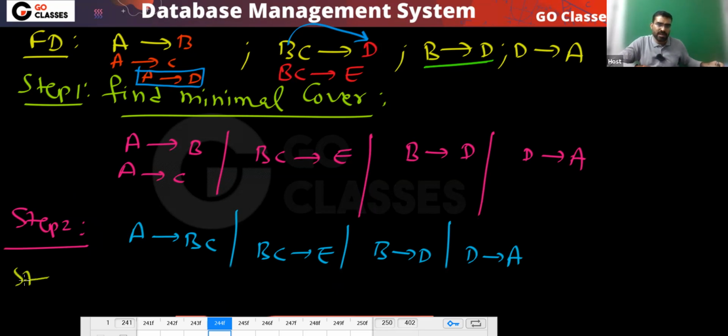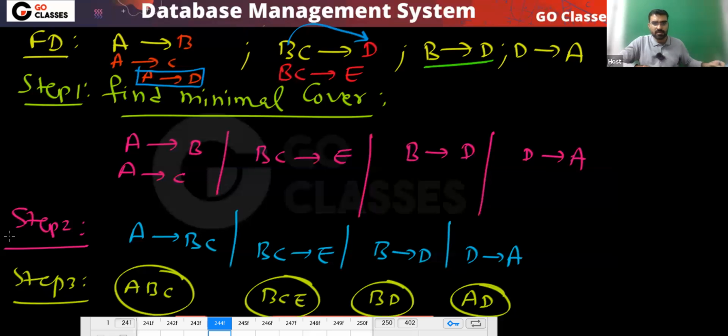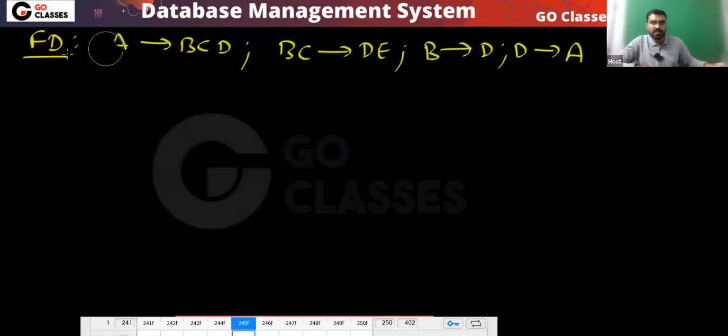Step three is, for every FD you create another table. One table for ABC, one table for BCE, one table for BD, one table for AD. Okay, so you can create this. Yes or no? This is your step three. What is step four? So now you have ABC, BCE, BD.